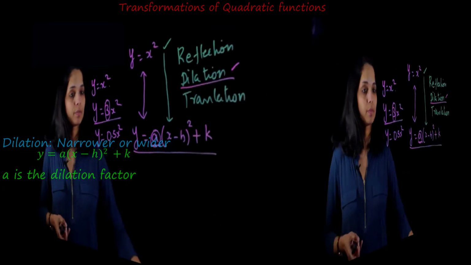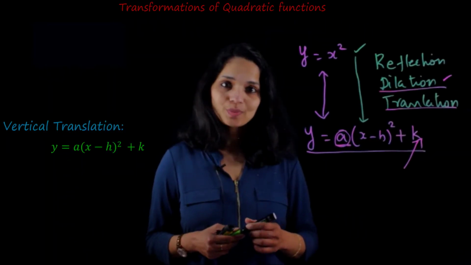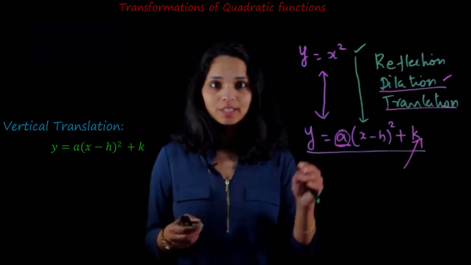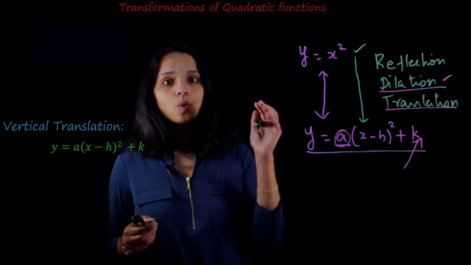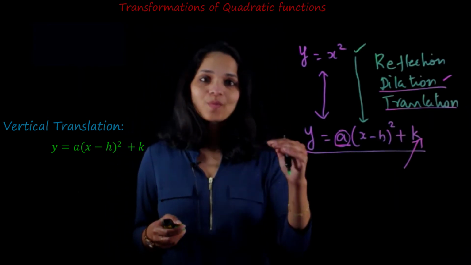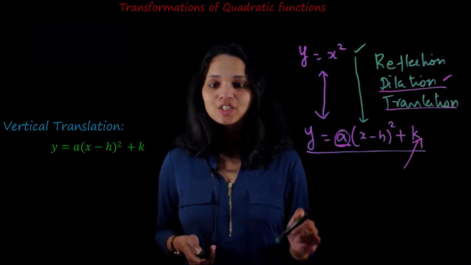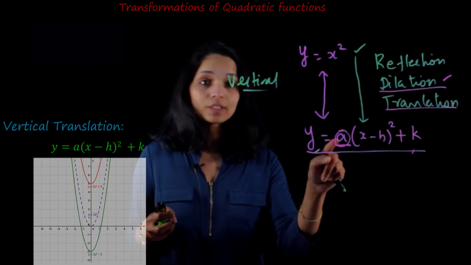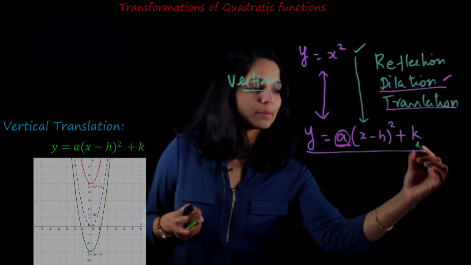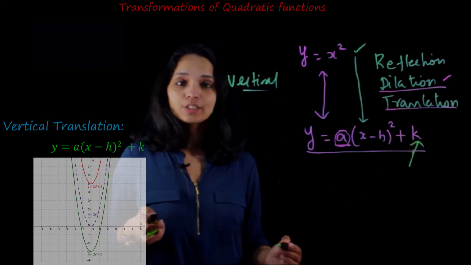Now let's look at the last transformation, which is translation. There are two different kinds of translation that can occur: vertical translation and horizontal translation. Let's first deal with vertical translation. In the turning point form, or the standard form, k determines the vertical translation.